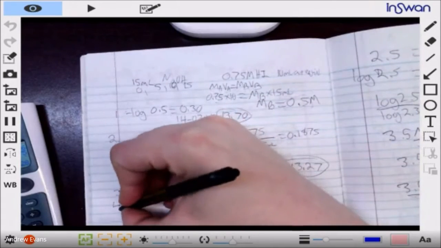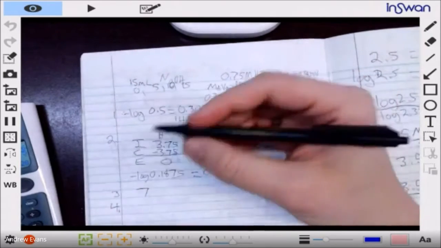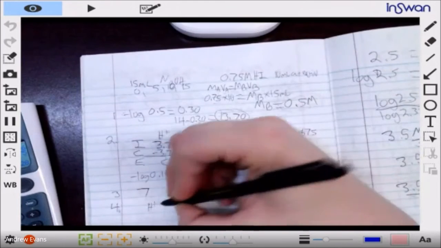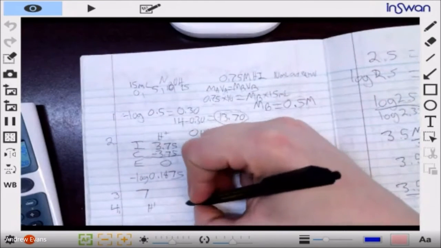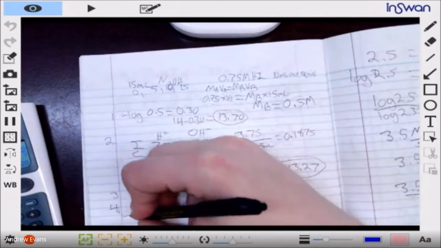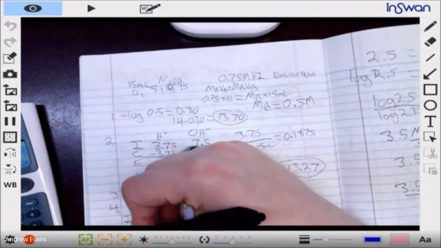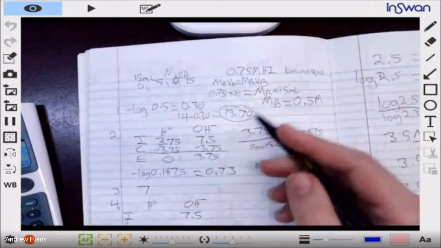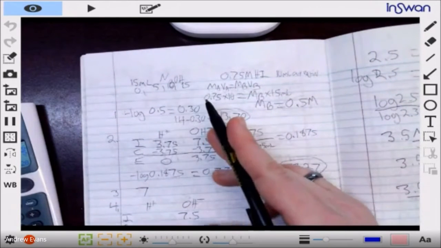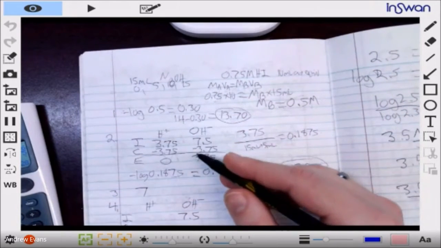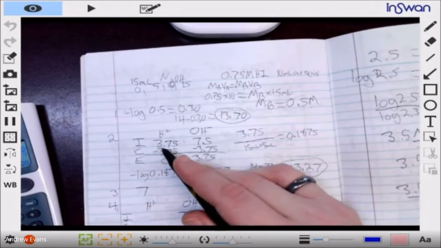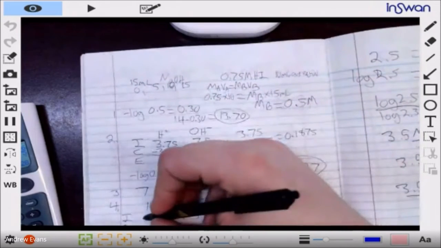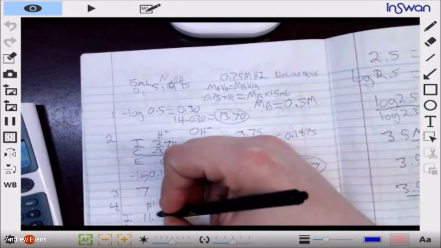But after the equivalence point, we have to do the math. So AH plus, OH minus. OH minus isn't going to change. OH minus, we still have 7.5 because that's what we originally started with. But when we add 15 mils, we have 7.5 plus 3.75, you get 11 and a quarter.